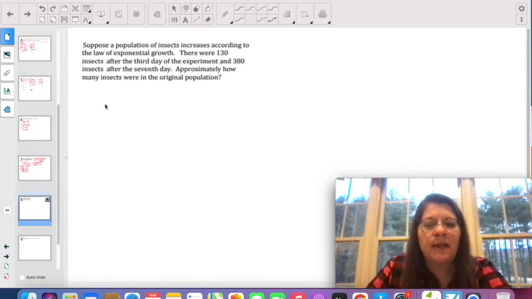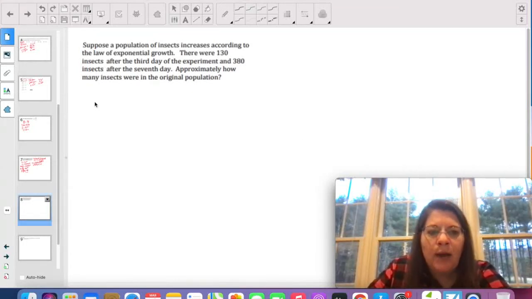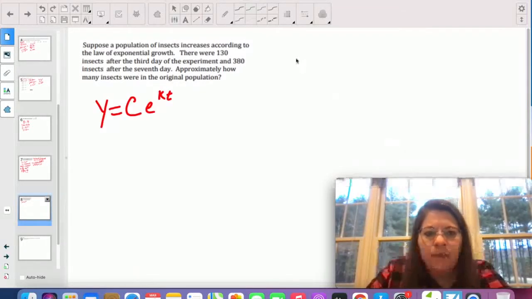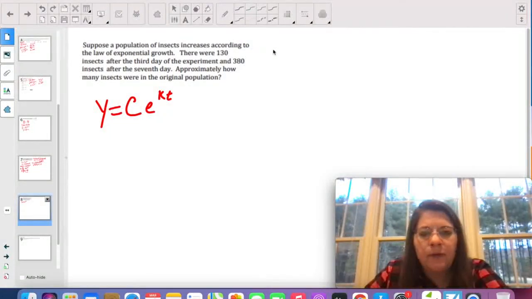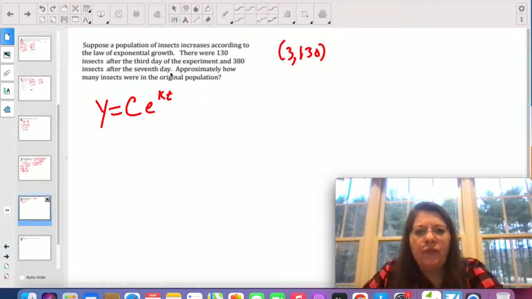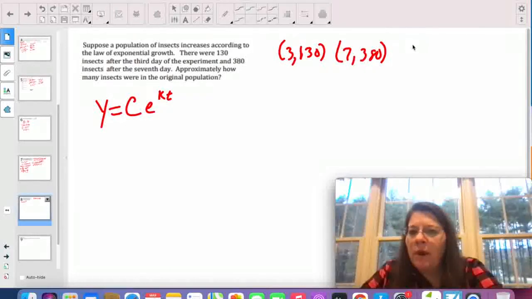So again, this is an exponential growth and decay problem, so y equals ce to the kt. In this problem, they have given us a couple of ordered pairs. After the 3rd day, we had 130 insects. That's an ordered pair 3, 130. After the 7th day, they had 380 insects. So 380 insects after the 7th day is an ordered pair 7, 380. And they want to know approximately how many insects were in the original population. So they want us to find C.